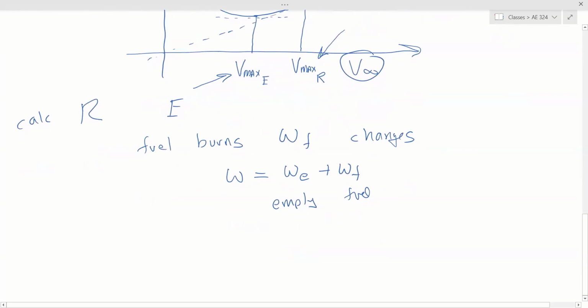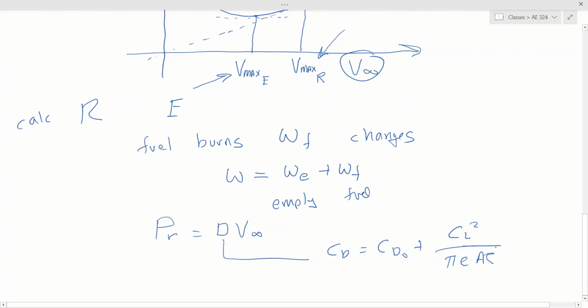And the reason that that affects the endurance is that the power required that goes into the calculation, the power required plot, depends upon the drag. And we will know that the drag depends upon CL. And then we know that CL depends upon the weight. And so as the weight changes, that changes CL, that feeds into the drag, that feeds into the power required.